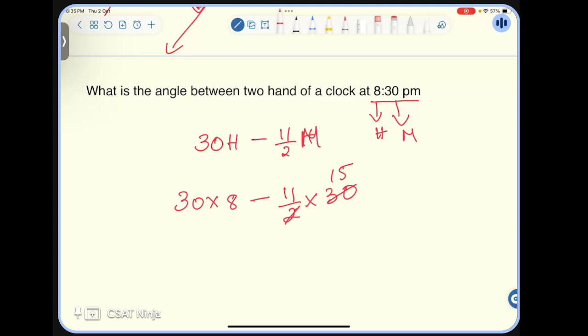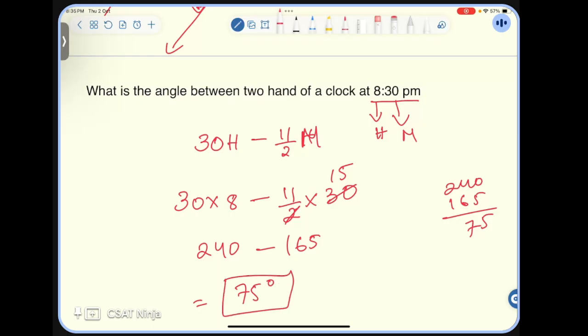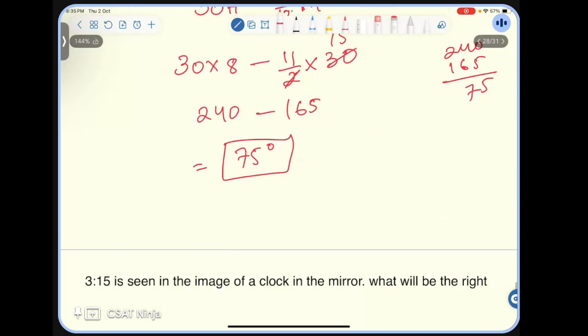So 3 8s are 24, I'm getting 240 minus 11 times 15, which is 165. If I subtract 240 minus 165, I'm getting 75 degrees as my answer. So at 8:30 p.m., the angle between the hour hand and the minute hand is nothing but 75 degrees. Are you clear with this? Do I have any question? I don't have any question.